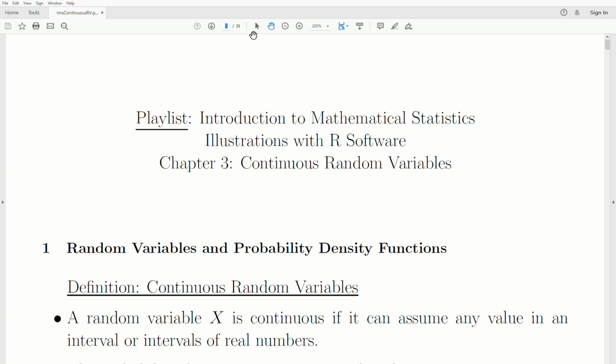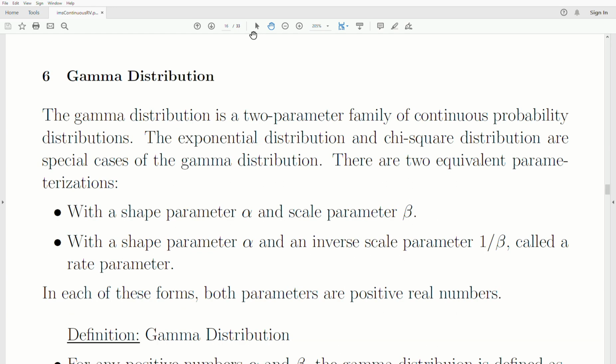We're in Chapter 3, part of this playlist that I'm calling Continuous Random Variables. Let's jump to today's topic, which is the gamma distribution.